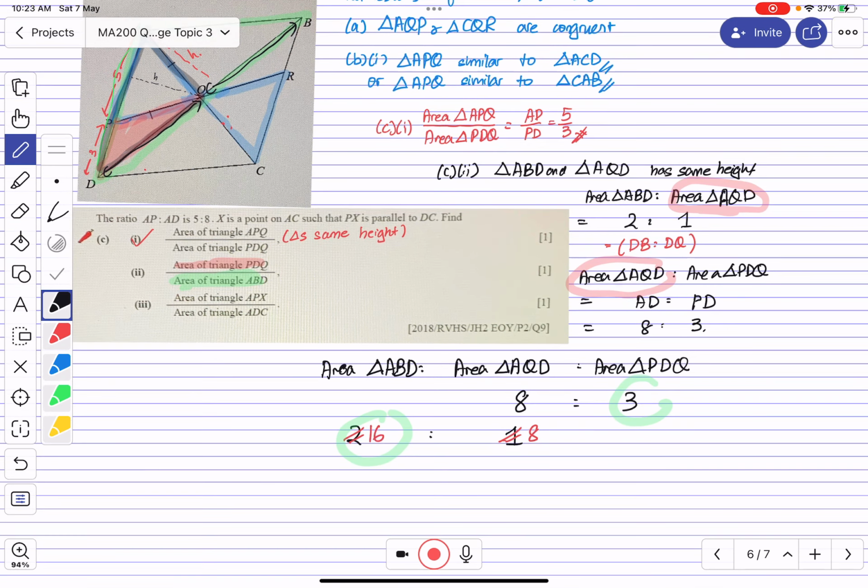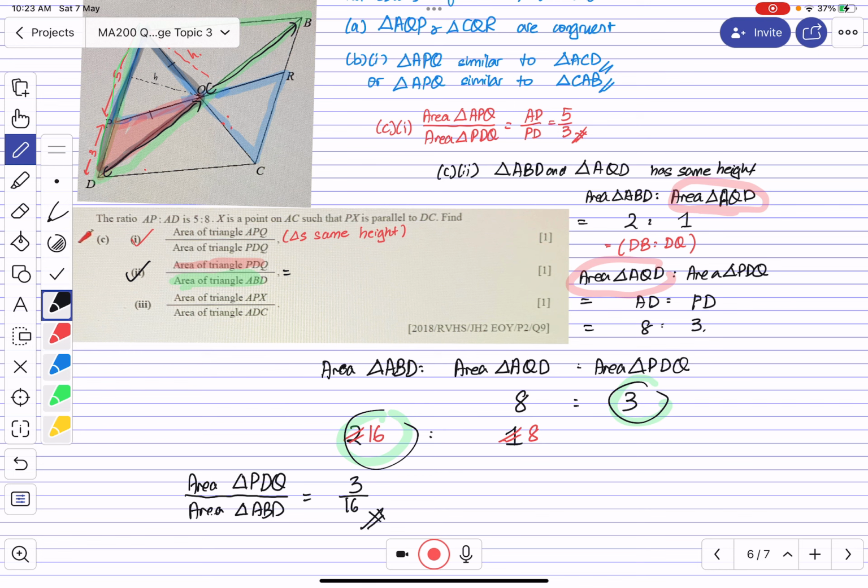So with that, I get my answer. This answer over here is just 16 units over 3. So the area of triangle PDQ represents 3 units and the area of triangle ABD will represent 16 units. Okay, so that is part 2.